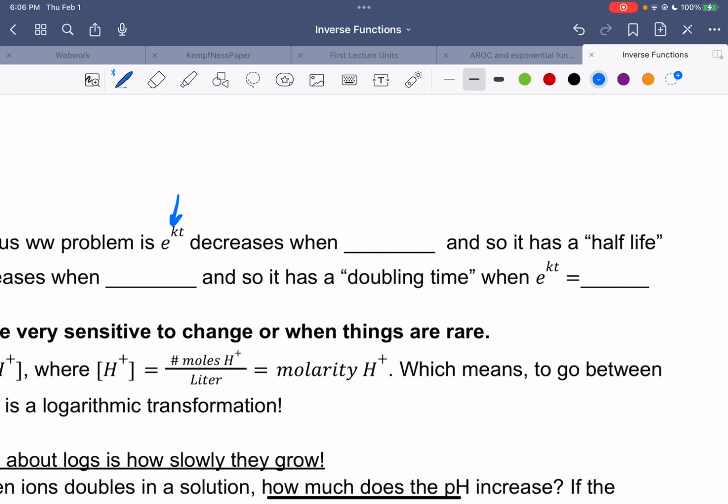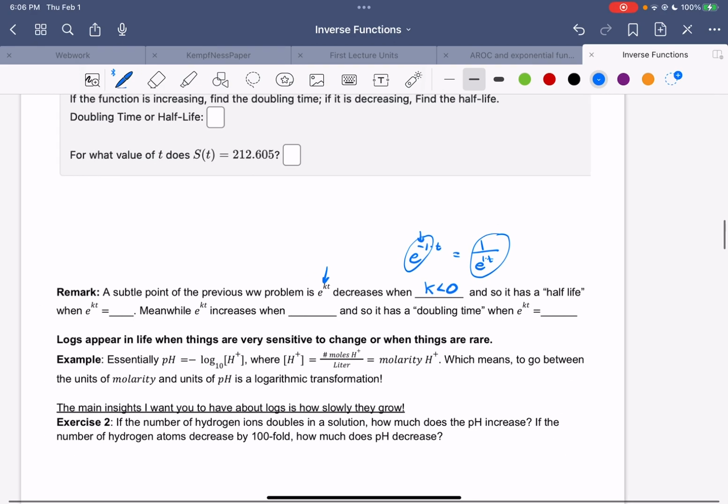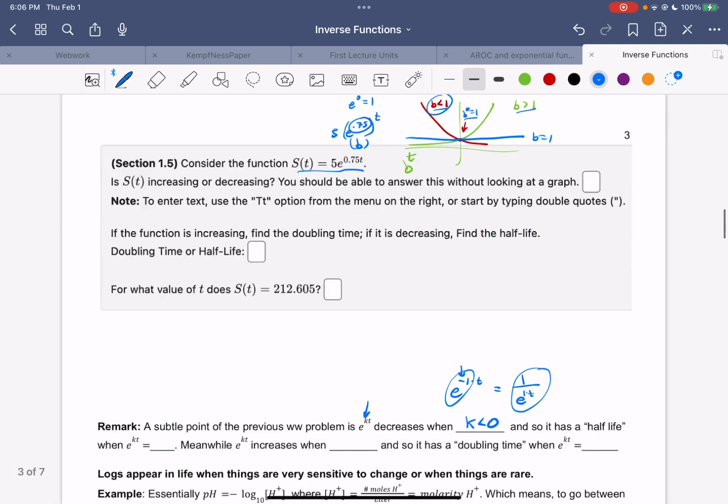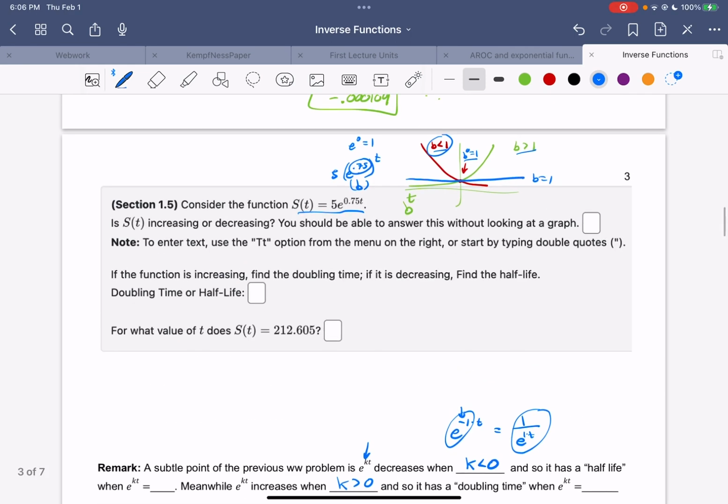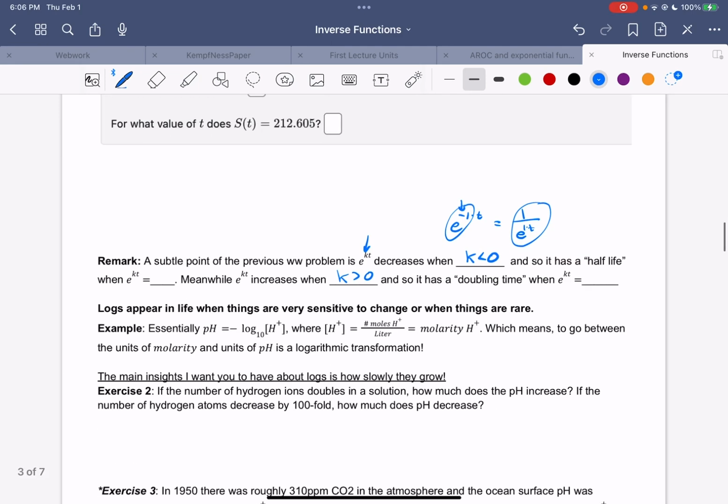This k, when k is negative, so think like e to the negative 1 times t, well, a negative k is like popping this down in the denominator, okay? And e to the t, like this thing would be decreasing. You have a small number here. It's something less than 1. It would decrease, okay? Meanwhile, if k is bigger than 0, such as, oh, I don't know, 0.75, then our function of this form increases, okay?